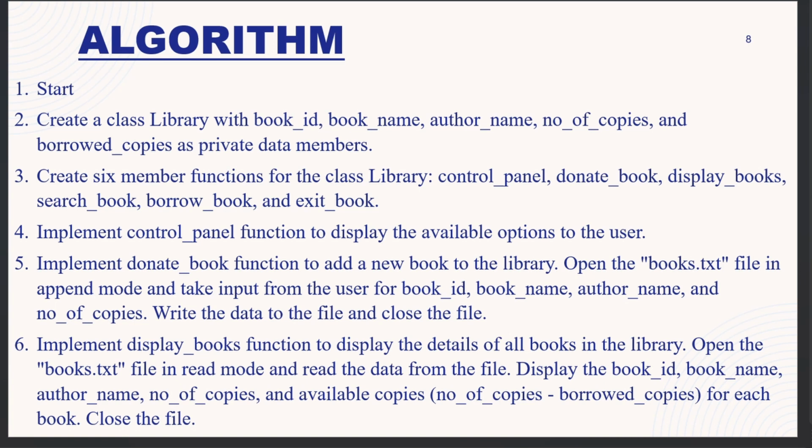Then, if the book is found, the borrowed copies is decreased by 1 and the number of copies is increased by 1. The file is then updated with the new number of copies and the borrowed copies, and it shows a prompt message: book returned successfully. If it is not found, then it will show book not found, and the file is then closed.